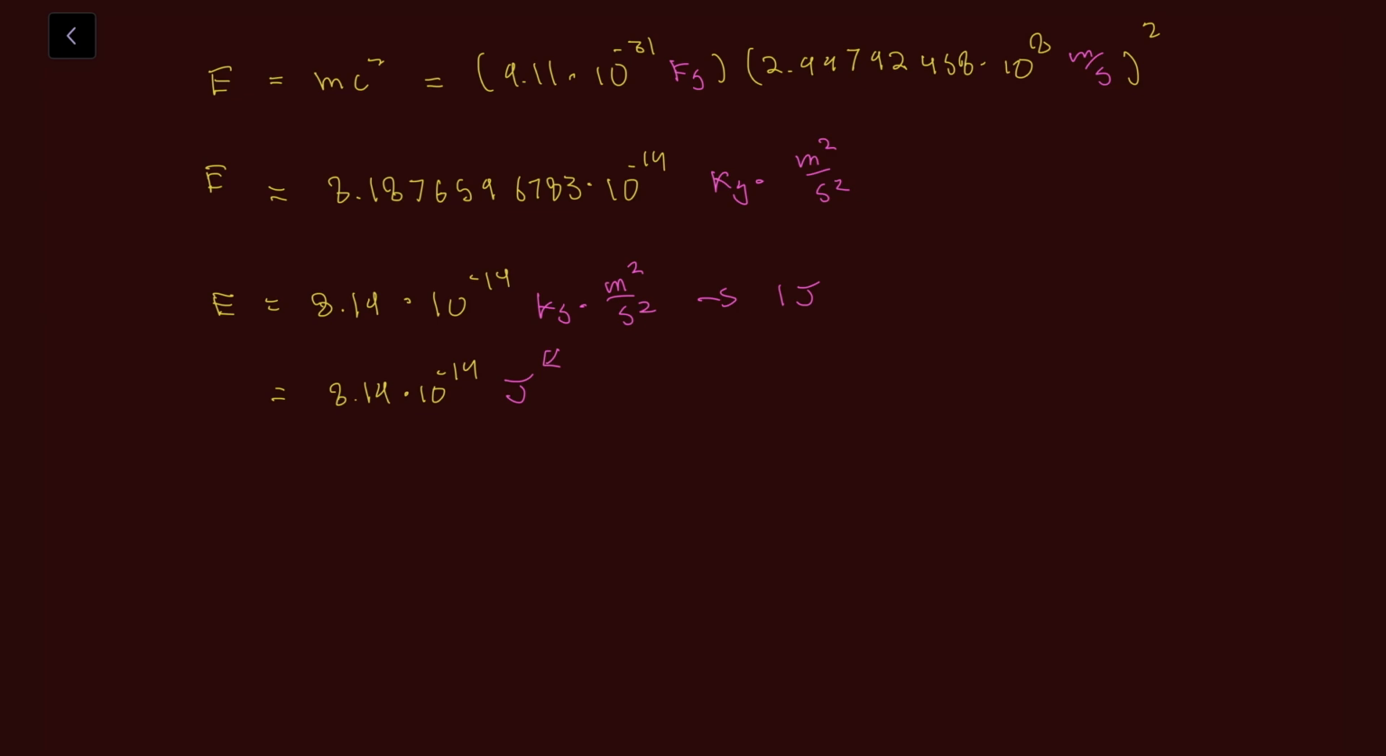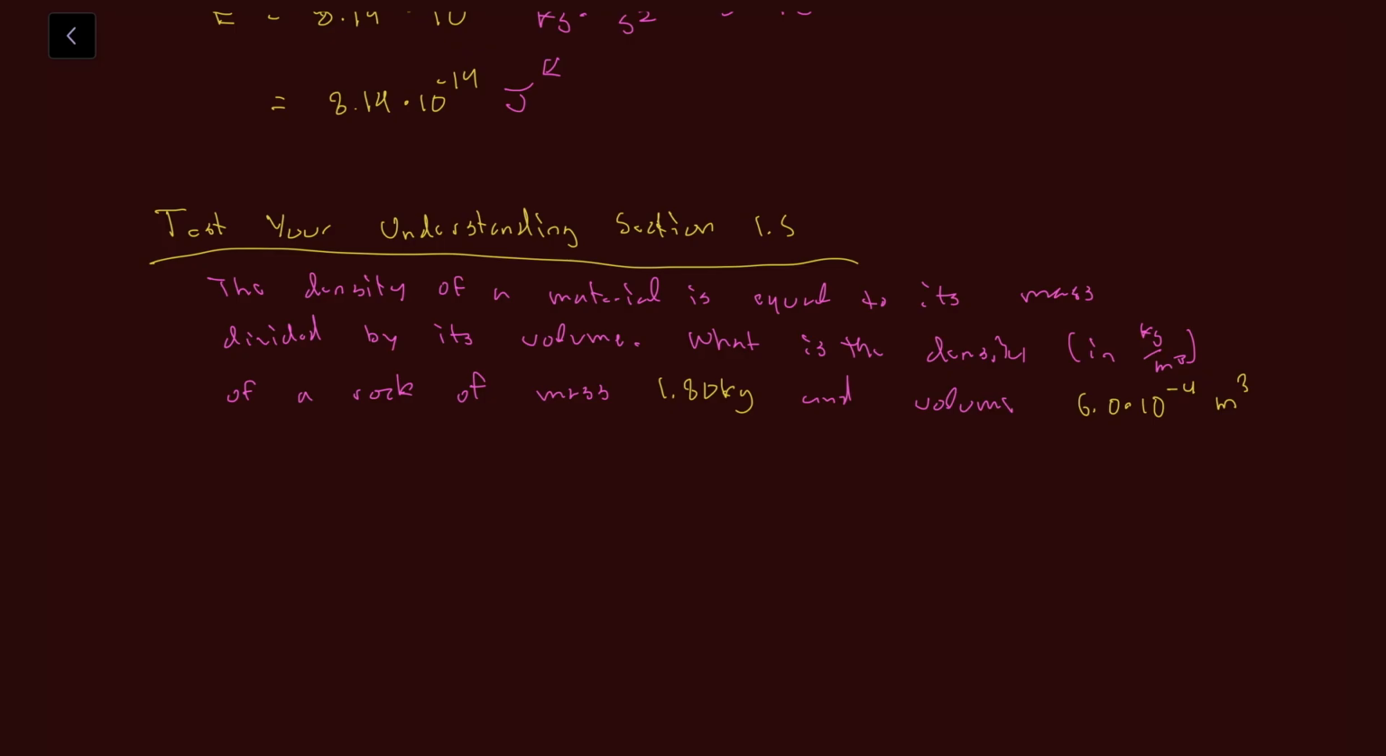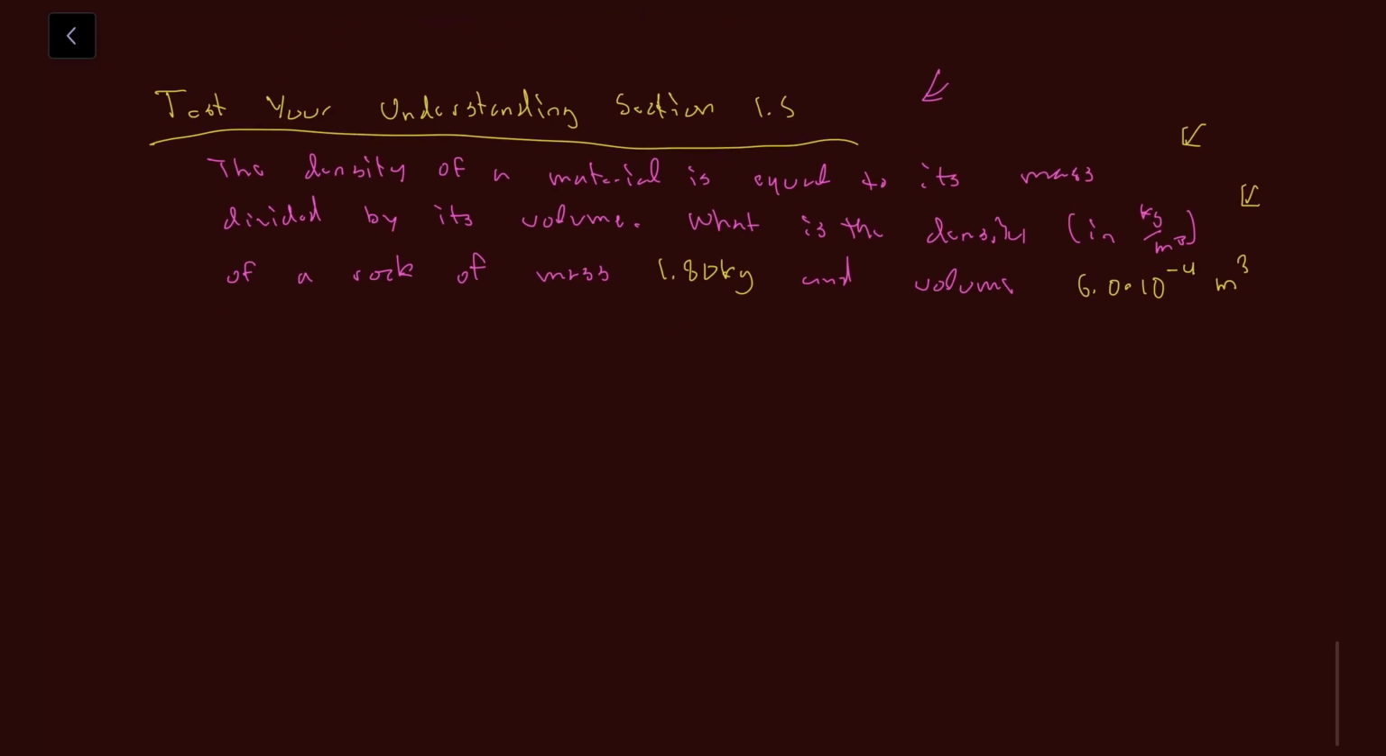Now let's do one more problem. Okay, so this is the problem that tests our understanding of section 1.5. And it states that the density of material is equal to its mass divided by its volume. So what is the density in kilograms per meters cubed of a rock with mass 1.8 kilograms and volume 6.0 times 10 to the negative 4 meters cubed?